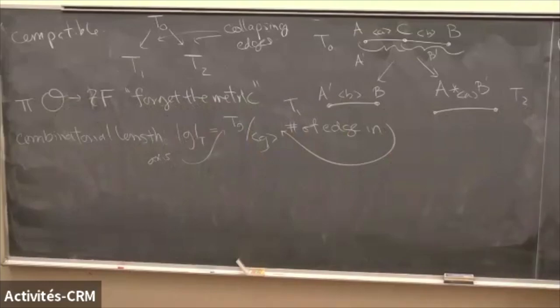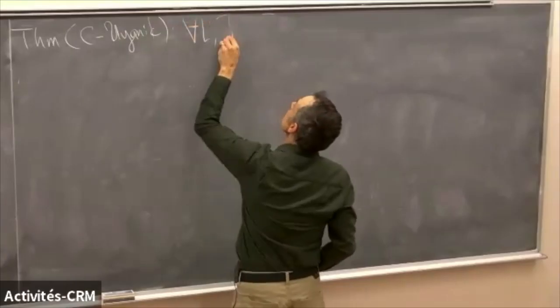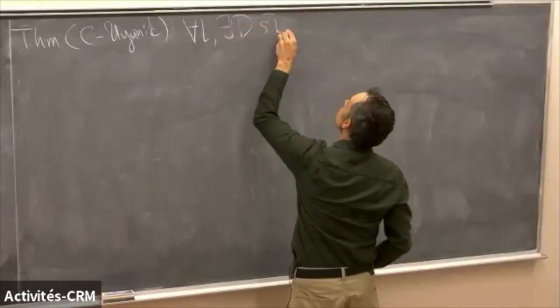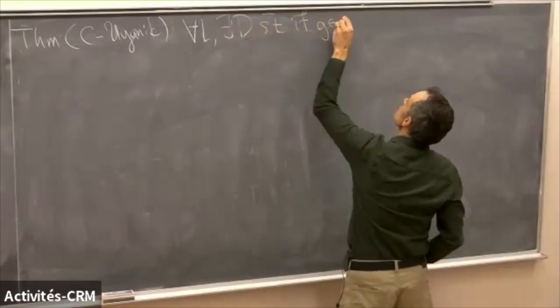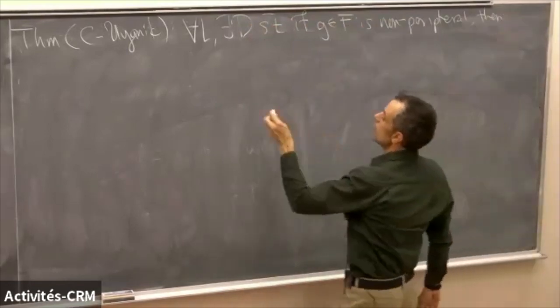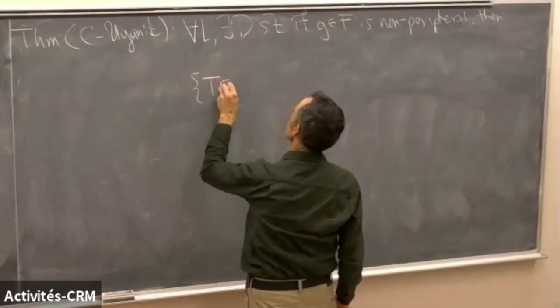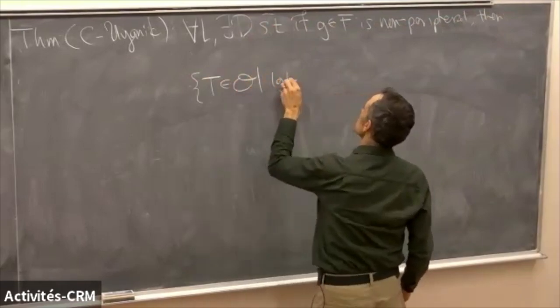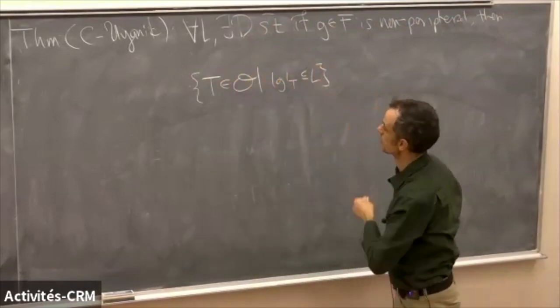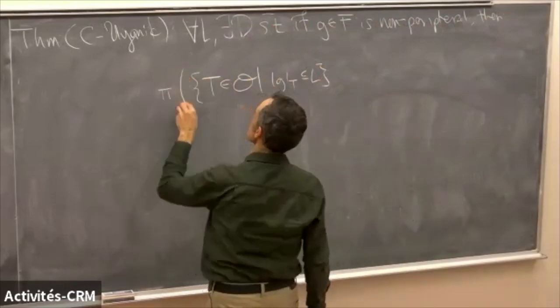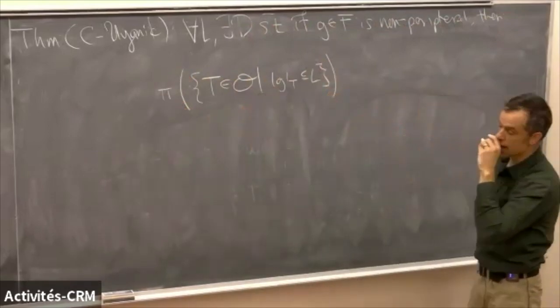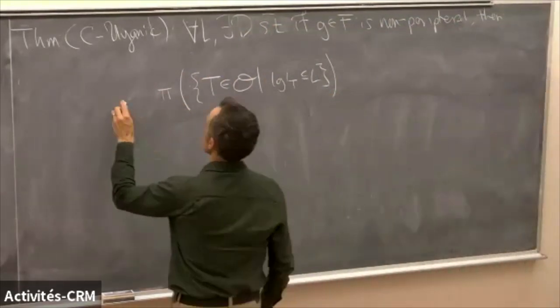in words says, if I look at the portion of the relative outer space where a given element is short, then that has bounded diameter in the Z factor complex, where the diameter bound just depends on the length bound. So for all L, there is a D such that if g is non-peripheral, then if I look at the subset of the outer space where the combinatorial length of my element is at most L, I can take the projection of this, or just think about this as a subset of the Z factor graph, just by forgetting the metric, and the diameter of this subset.